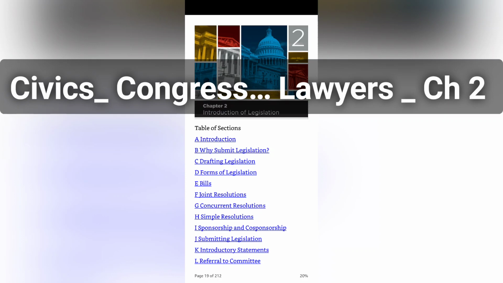Concurrent resolutions have been used to express Congress's views on a very broad range of matters over the years, probably most commonly in the foreign relations sphere. For example, both the House and Senate adopted a concurrent resolution in 2013 expressing the view of Congress that North Korea should respect the fundamental human rights of its citizens, dismantle its nuclear weapons program, and end its nuclear and missile proliferation.